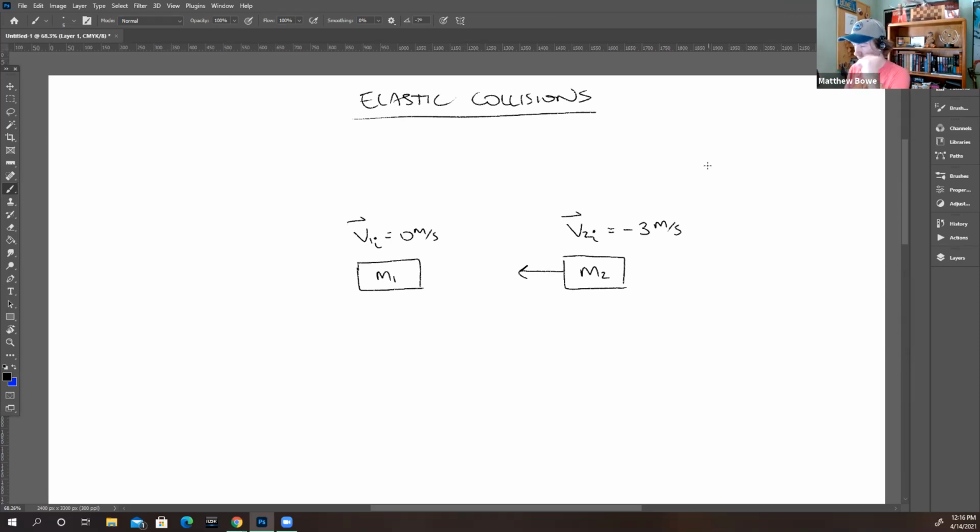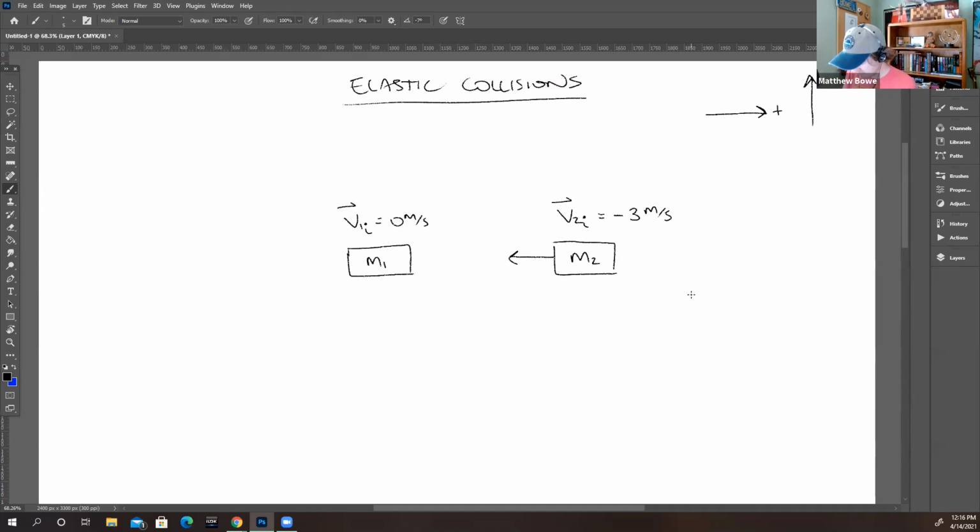In any problem, we're going to have to be consistent with our notation. We're always going to say to the right is positive. We're always going to say up is positive. So for this case, this one's staying still and this one's moving to the left. Let me label this as the initial case.